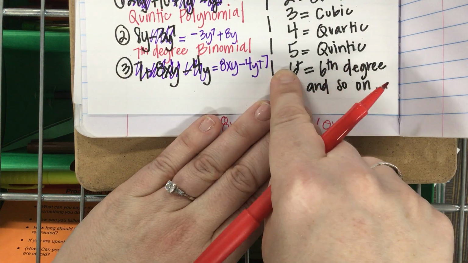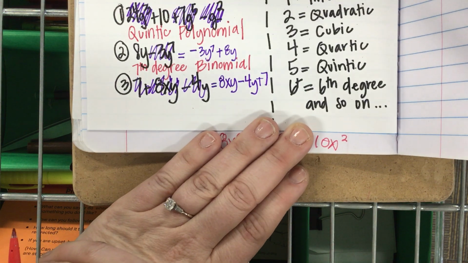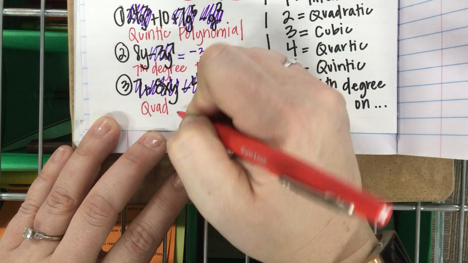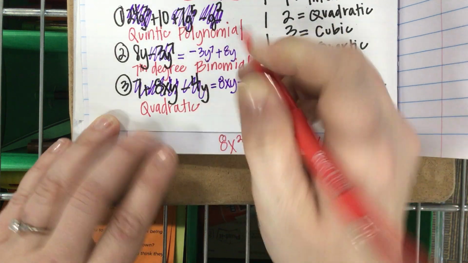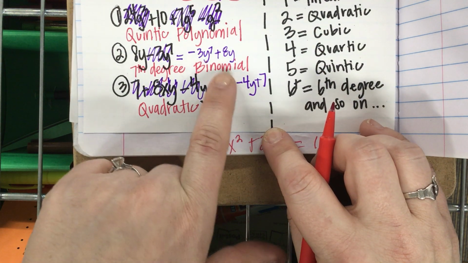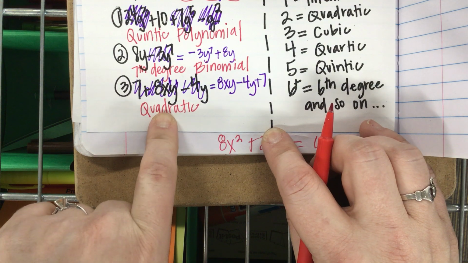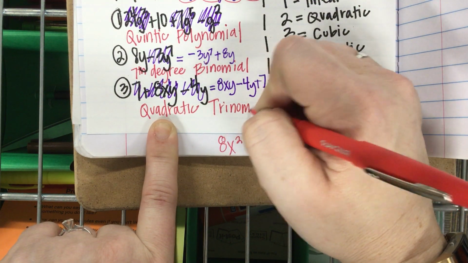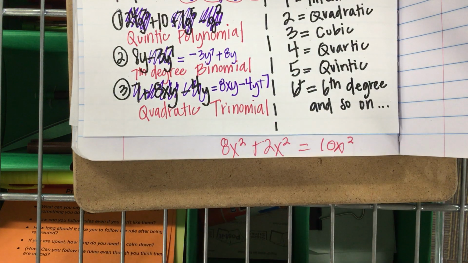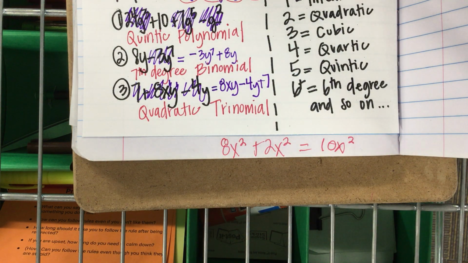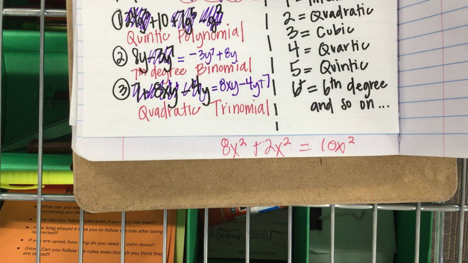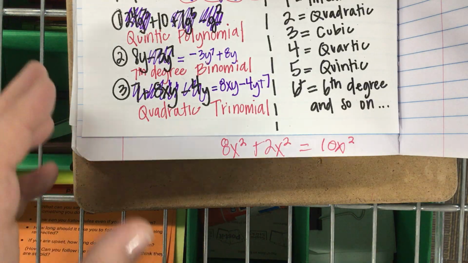What is this? Degree and term. Quadratic, because it's 2. It says 8xy, so they're both 1, and 1 plus 1 is 2. Quadratic trinomial. Because they're in the same term, it's the 2 of them together, so the second degree.